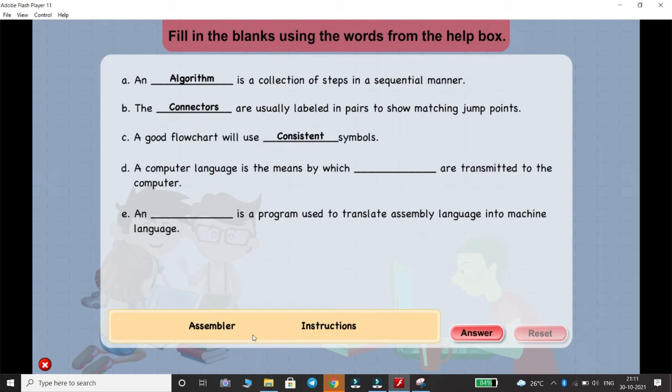Fourth question. A computer language is the means by which dash are transmitted to the computer. Answer is instructions. The last question. An dash is a program used to translate assembly language into machine language. Answer is, an assembler is a program used to translate assembly language into machine language.